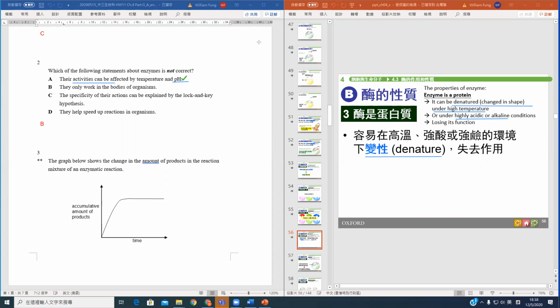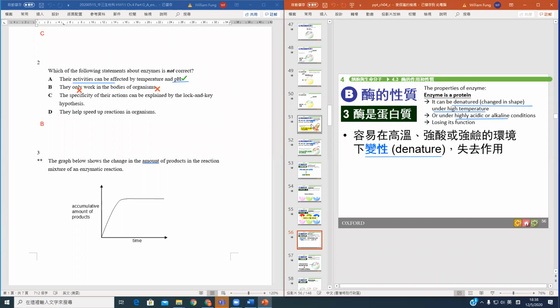This is correct. It only works in the bodies of organisms. No, for so many experiments in the videos I show you, it is performed outside the organism. It can be performed in a plastic bag, in a test tube, etc. So it does not only work in the organism. Let me erase that. It is not correct. B is the answer.